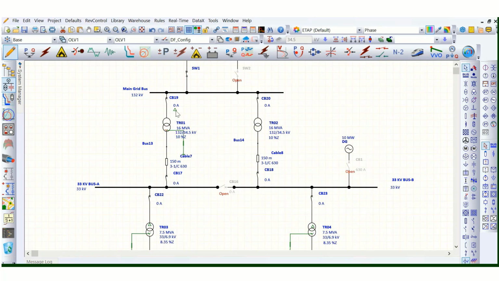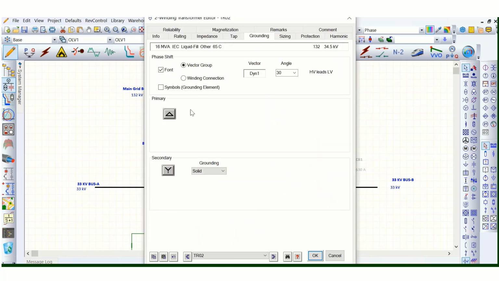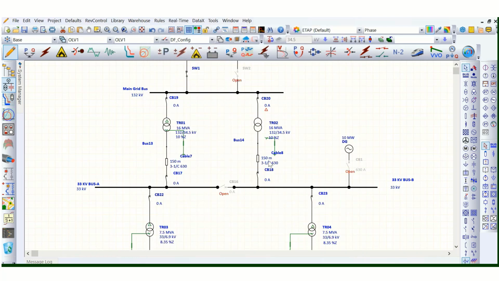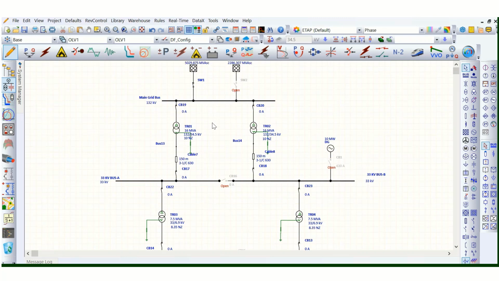So you can use 400 amps. Similarly, here also for this transformer, let's say this is resistance grounded and 400 amps.